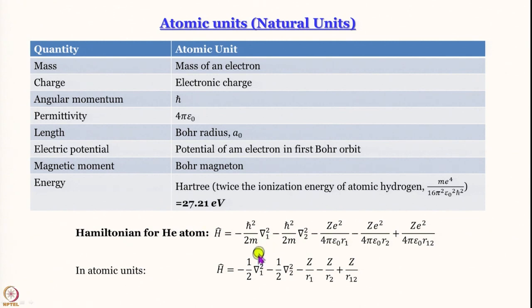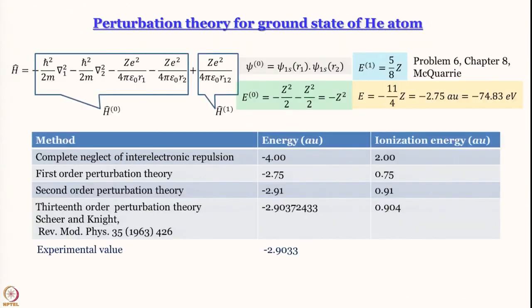But while doing this, please do not forget that this m, h cross square, 4 pi epsilon 0, they are all there, right. If you want to write it in the expanded form, you should not forget which goes where. Of course, when we calculate energy, then we do not have to worry because we have this conversion, 27.21 electron volt is equal to 1 Hartree, alright. And with that background, I have kept this same as what we had written earlier. From next slide onwards, you will see that we have written it in atomic units.